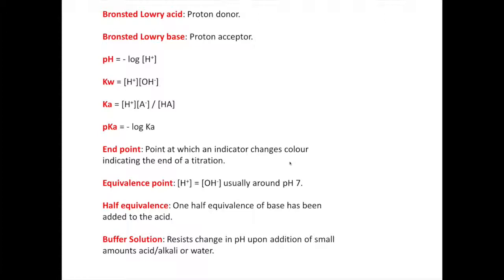Right, the end point is the point at which an indicator changes colour, indicating the end of a titration, and the equivalence point is where the H+ concentration is equal to the OH- concentration, and this is usually around pH 7. Half equivalence is where 1/2 equivalence of the base has been added to the acid, and a buffer solution is a solution that resists change in pH upon addition of small amounts of acid, alkali or water.